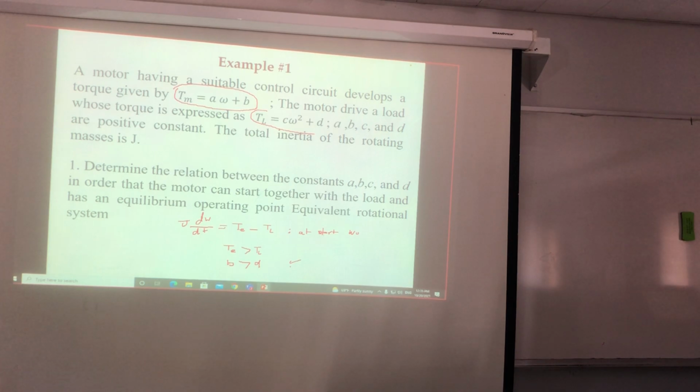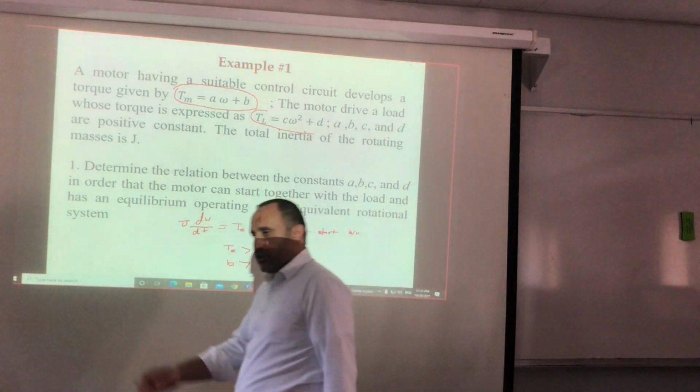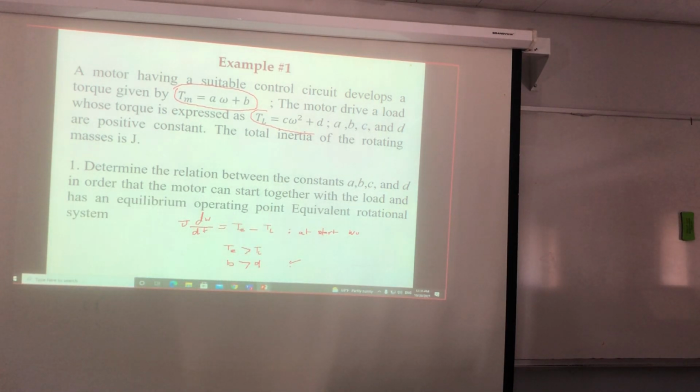Now, at the steady state operating point, d omega by dt equals 0, but omega is not equal to 0. It will be omega naught that I'm seeking. It can be 0, I don't know. It can be infinity if unstable.